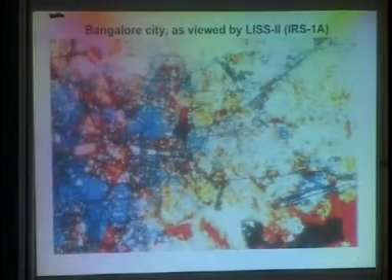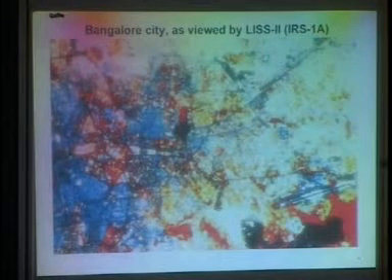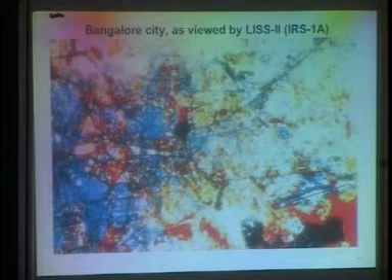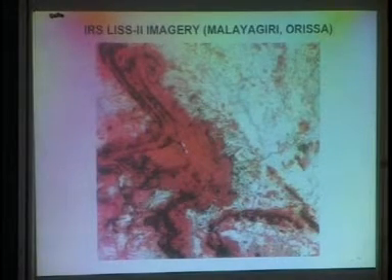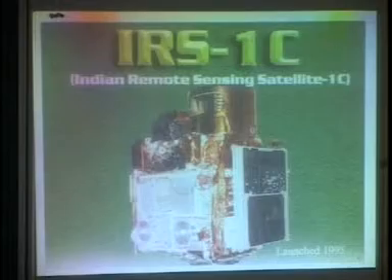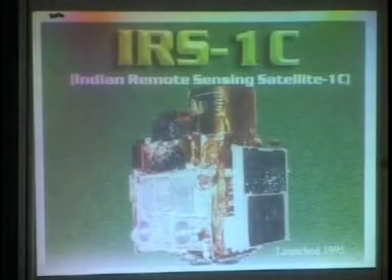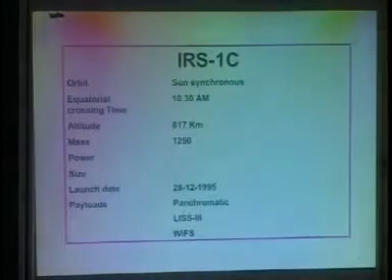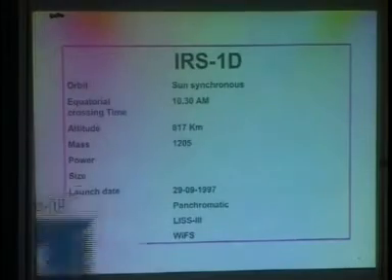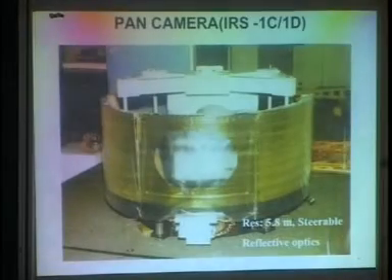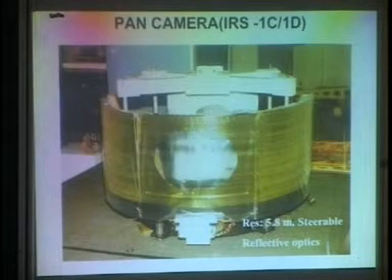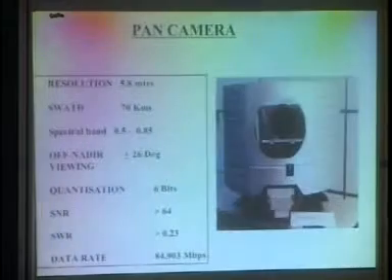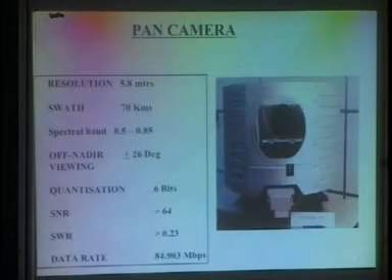Just to give an idea, this is the imagery of a part of a university as made by the LISS-2 camera. This is a LISS-2 imagery of Malkangiri in Odisha. We are seeing here the second generation satellite IRS-1C. This is a panchromatic camera flown in the IRS-1C and 1D satellites. In this camera there is a way we can rotate it so that we can view different directions.